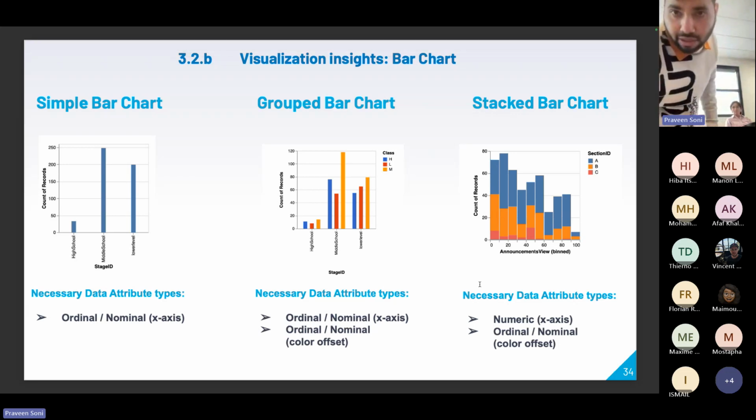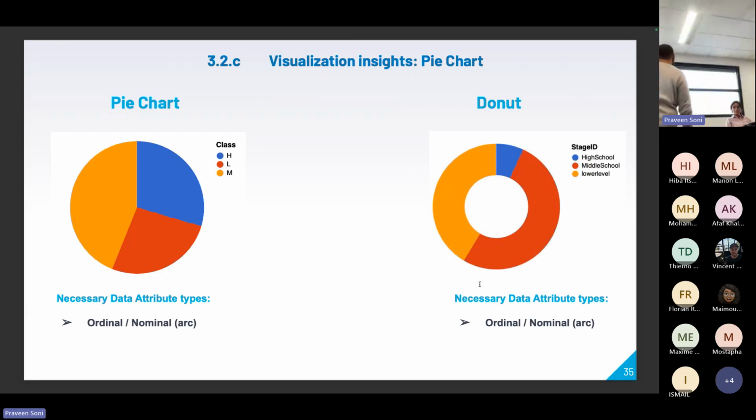Now, we have less time, but I will try to complete it. Now it comes to the pie chart. The pie chart seems a little bit simple. What types of data attribute do we need for the pie chart? I think it can be ordinal or nominal, meaning categorical, and angle. And can anyone tell me the difference between the donut and pie chart? There is a hole in the middle, but what do we call that middle?